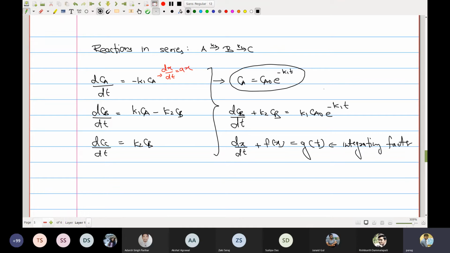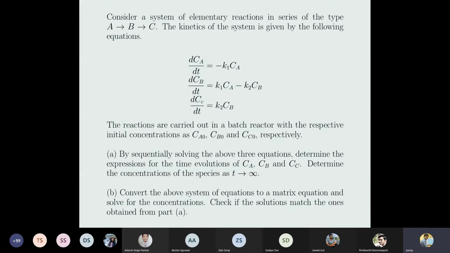This is something which you would do traditionally anyway in reaction engineering, and this is something not very fun to do anyway. It is a very routine exercise. So I am leaving this. What we want to do is this. Part B, convert the above system of equations to a matrix equation and solve for concentrations. Check if the solutions match the ones obtained for part A. This is what we will leave for you to check after you get the solution for part A. So convert the above system of equations to a matrix equation.